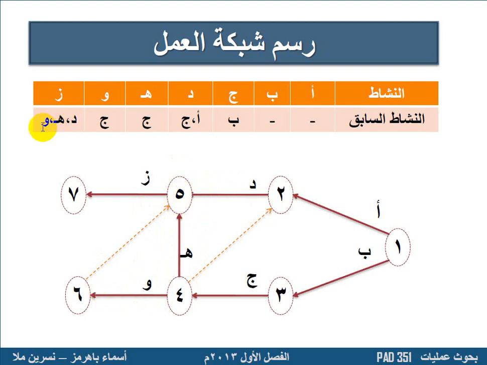هنا الدال والهاء والواو، الدال والهاء يرتبطون مباشرة بالنقطة 5. Dal and ha, the activity dal as well as the activity ha are junctioned, or meeting, at the same point 5. And the same point 5 is illustrated here for you in the network visualization. يعني كما موضح هنا أمامكم بالتمثيل الشبكي.